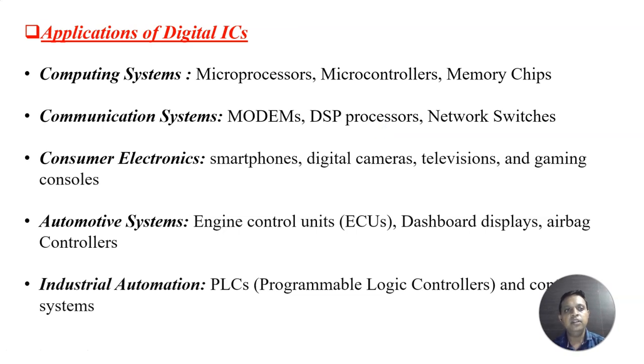And lastly, let us move towards the applications of digital ICs, where the digital ICs that we have discussed till now are being used. Some of the applications are in computing systems to develop microprocessors, microcontrollers, memory chips, as we have memory cards of XYZ GBs. In communication systems, we use digital ICs in the design of modems, that is modulation and demodulation, the design of DSP processors, that is digital signal processing processors, and also in a few network switches and routers.